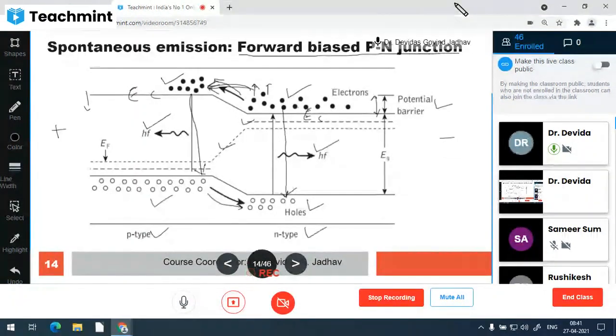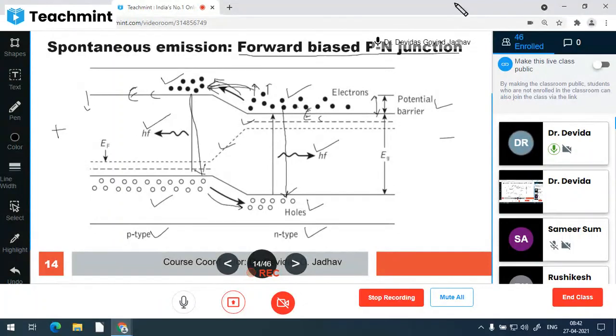Now this jumping of the electron into the covalent bond, or recombination of electron hole pairs, takes place randomly, spontaneously, without external interference. External photons are not interacting. Then this is called spontaneous emission. And as this is spontaneous and random, it does not have any phase relationship. So different photons are with different phase. Therefore, it is random. Therefore, it is incoherent.